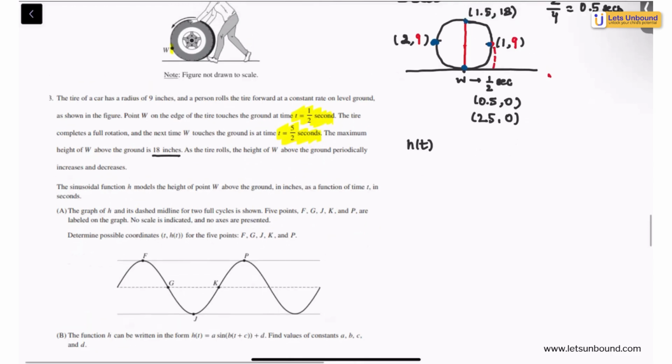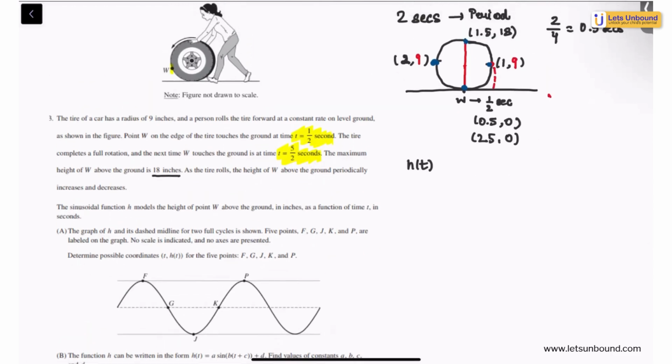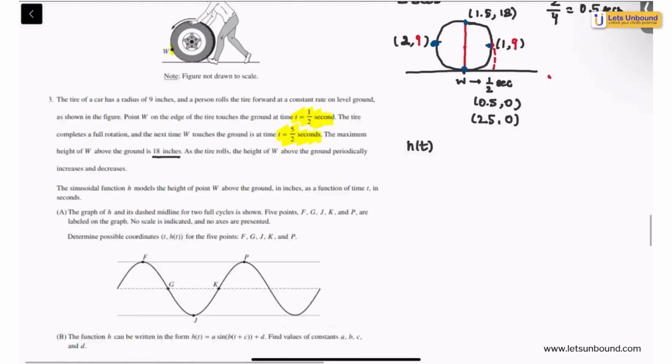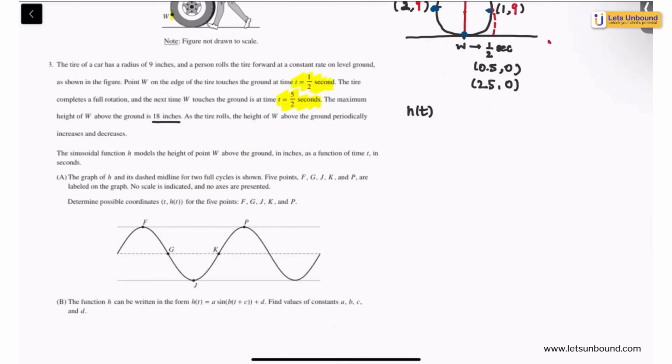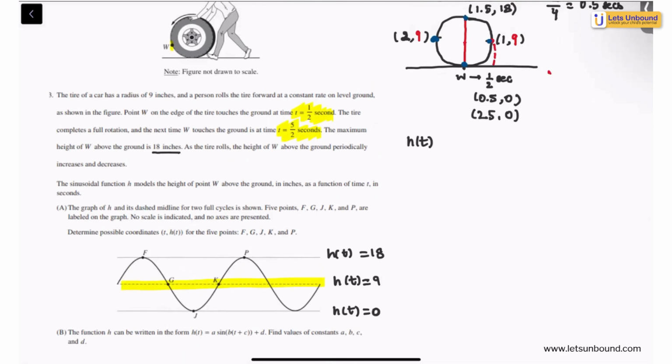And when I look at the tire, it also shows me that the maximum height is 18, the minimum height is 0, and then there's a middle value which is 9, right? So we can say that this line, the dashed line in the middle, can act as the line of h(t) equal to 9. This can act as h(t) equal to 0, and this can act as h(t) equal to 18, which is maximum. Now let's see at what points we are getting the maximum value, what points we are getting 9, and what points we are getting 0.